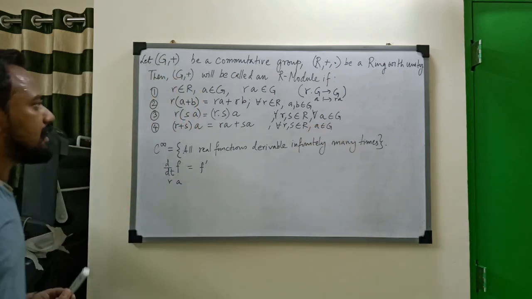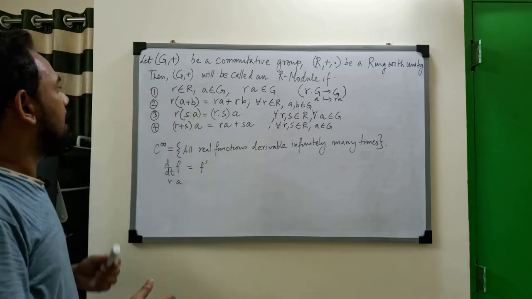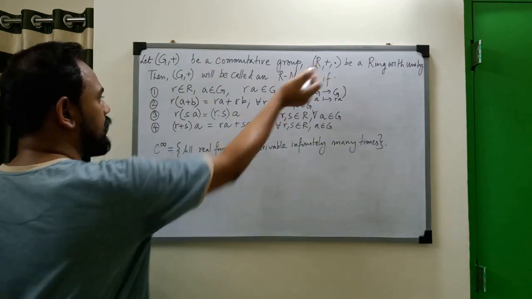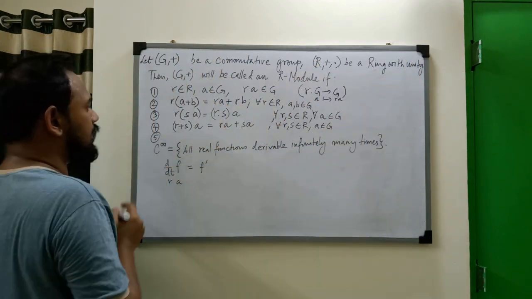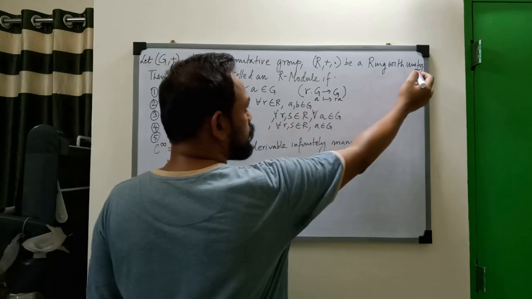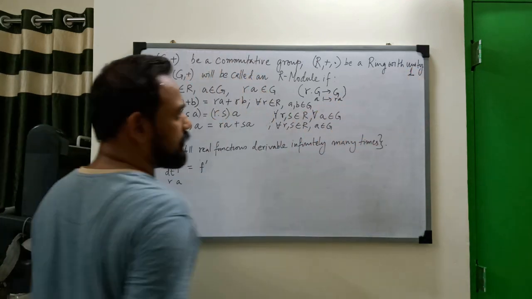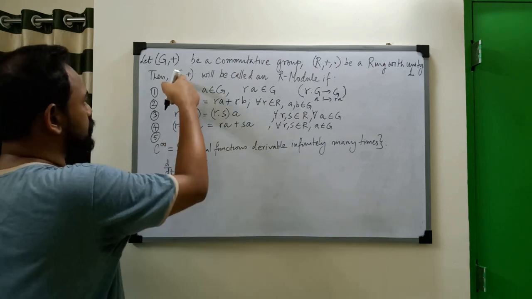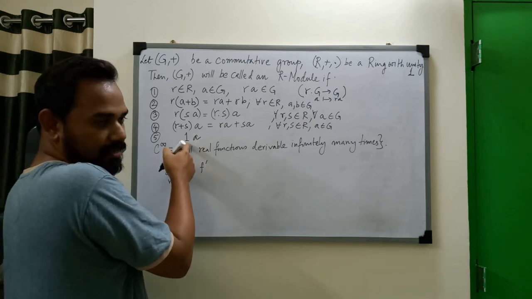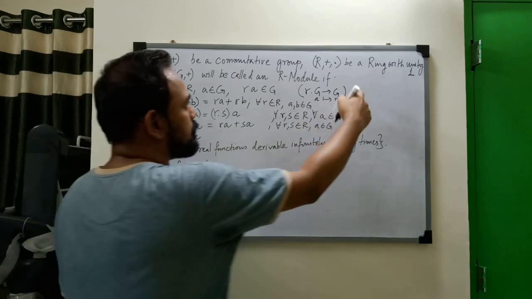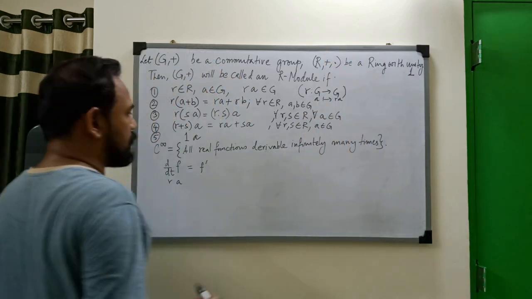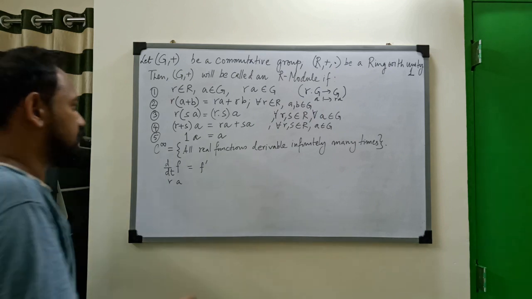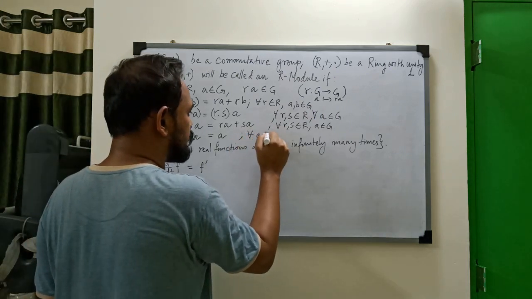And finally, this is really enough for a group to be called an R module if it is without unity. But since we are taking a ring with unity, it should follow the last one: the unity, the multiplicative identity, when it acts on any element from the group, just being an element of R, the ring, should always return the element of G. This happens for all A in G.